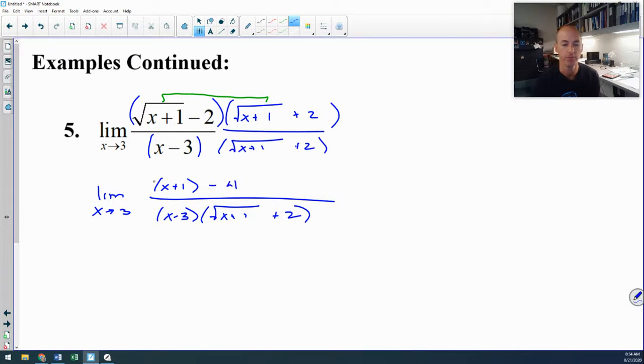And if you look in the numerator, you can see that x plus 1 minus 4 is x minus 3. So I can cancel the x minus 3 on top with the x minus 3 on bottom. If everything cancels in the numerator, I like to put a 1 placeholder so you remember that we actually do have a fraction. And now I'm going to do my substitution, so I don't have to write limit anymore. My numerator is a 1, my denominator, root 3 plus 1 plus 2, and my final answer is 1/4.